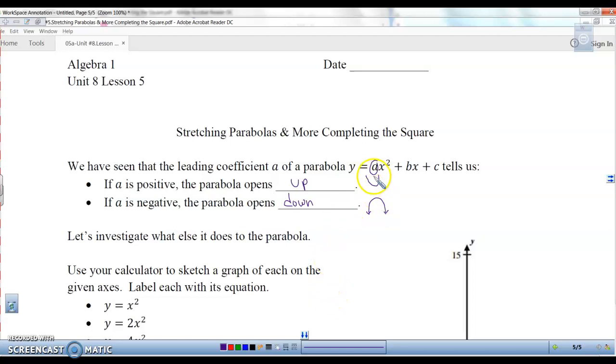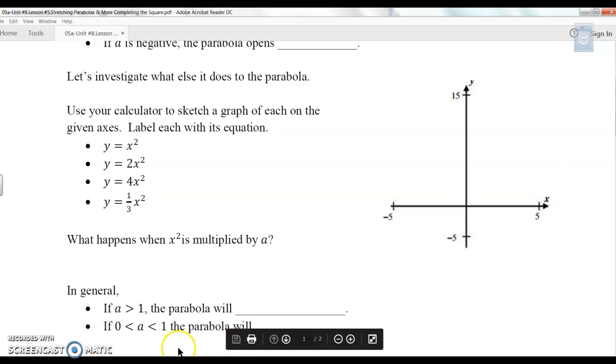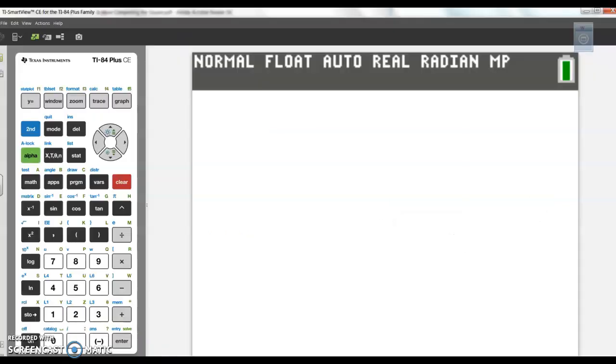Okay, so a is important because it tells us which way the parabola opens, but it also does some other things to the parabola. Let's take a look. Now, use your calculator to sketch a graph of each of the given equations, and label each with its equation. I put this in my calculator, and I'm going to graph one at a time so you can see them. You can also do this on Desmos if you want to try it out yourself.